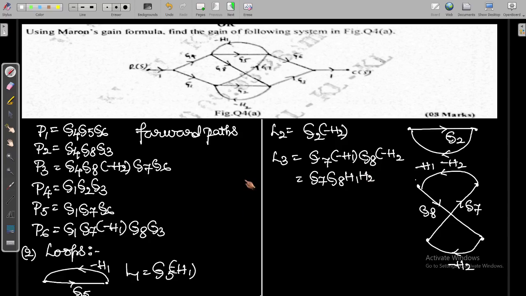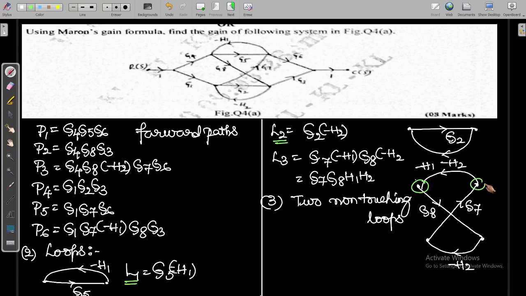Next is the third step. You have to identify the non-touching loops. Is there any pair of non-touching loops? If you observe this problem, there are two non-touching loops. Compare L1 and L2: they do not have any common node. Let us compare L1 and L3: they have a common node here and here, so you can't take L1 and L3.